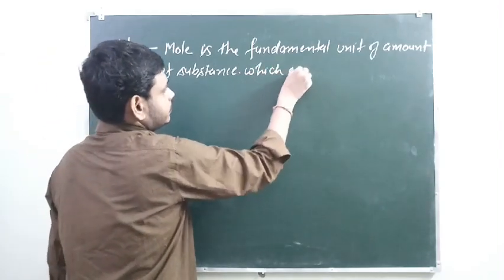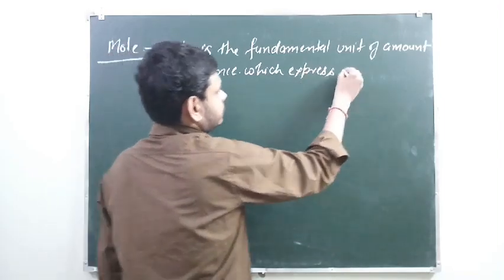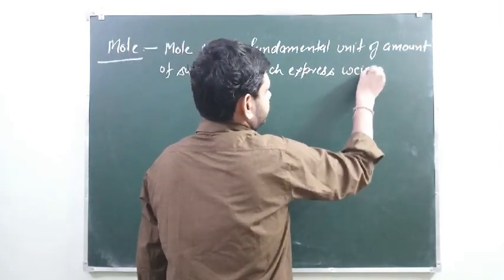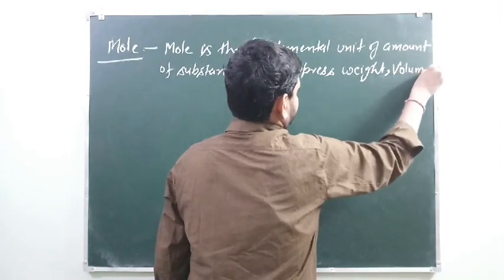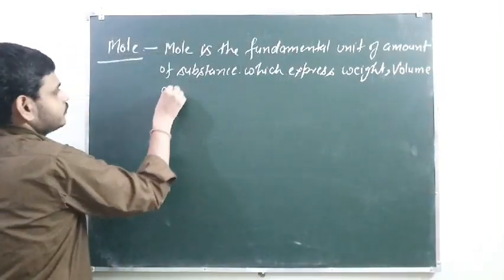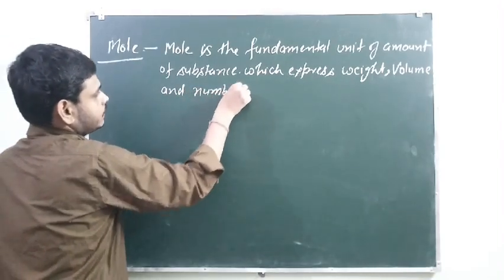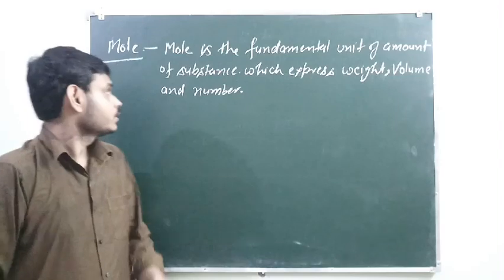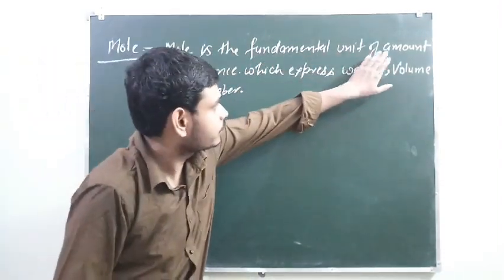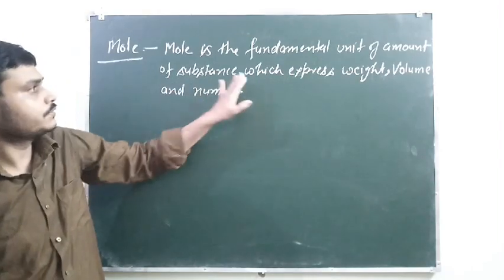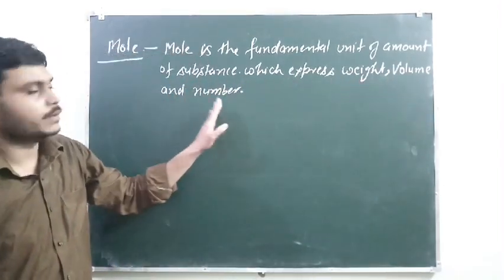Mole is the fundamental unit of amount of substance which expresses weight, volume and number. Clear? How to define the mole? Mole is the fundamental unit of amount of substance which expresses weight, volume and number.